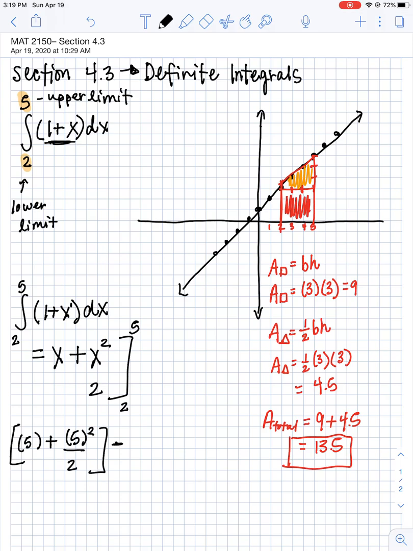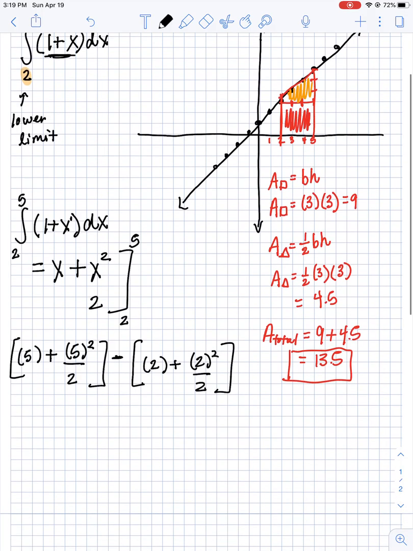And then we are going to subtract, guys. And now we're going to plug in a 2. So it'll be 2 plus 2 squared over 2. Okay? And so if I do the math, that is 5 plus 25 over 2 minus 2 plus 4 squared over 2. Or 2 squared, which is 4 over 2.